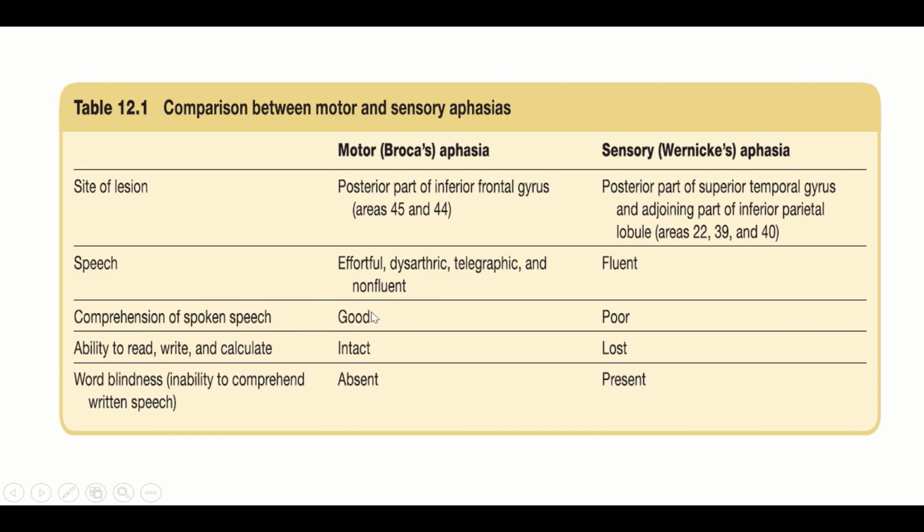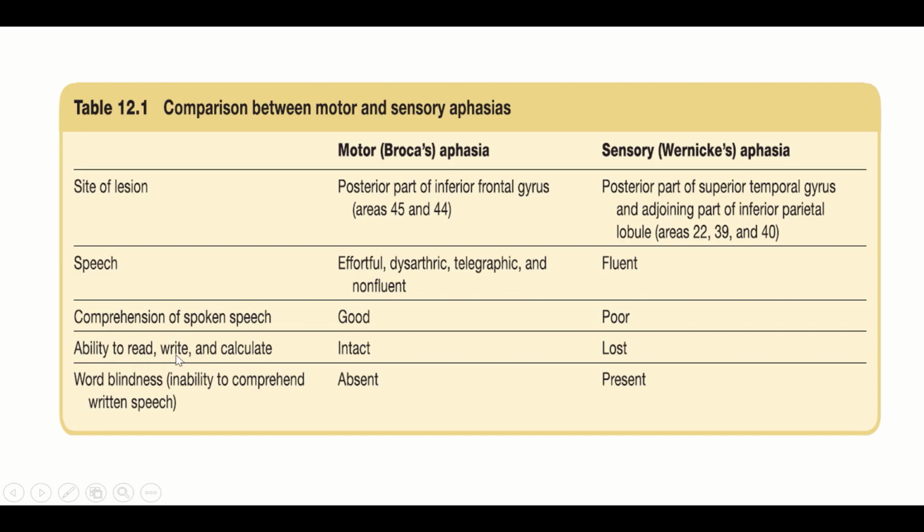Though it is difficult to speak, still we can understand what he's trying to speak. But here, though the speech is fluent, we can't understand. That means it is nonsense speech. Whatever he's talking is not making any sense, because his sensory speech area is gone, whereas motor speech area is intact. So he's speaking, but he doesn't know what he is actually speaking.